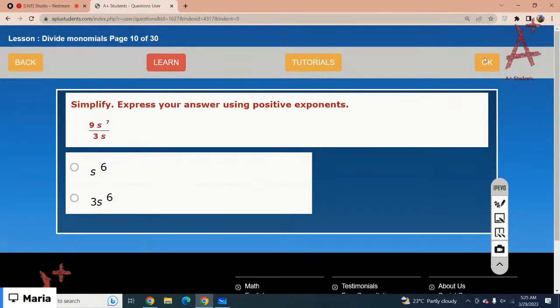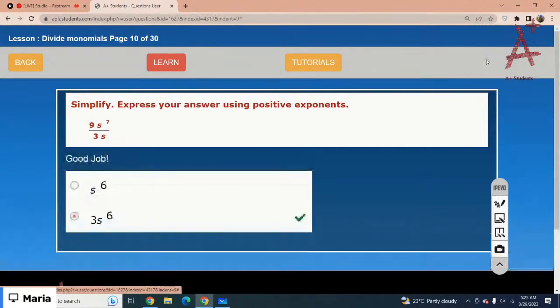Okay, which is the correct option? 3 times 3 is 9, so it will be 3s^6. Got it? The correct option is 3s^6.